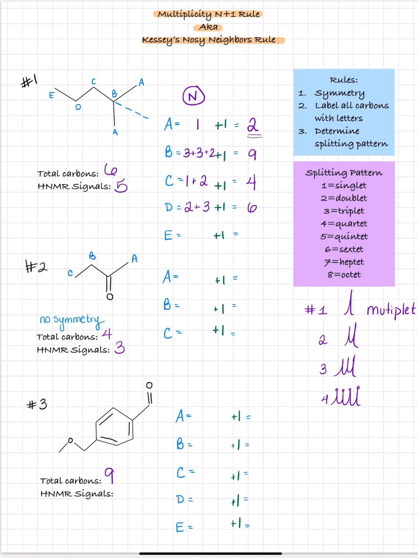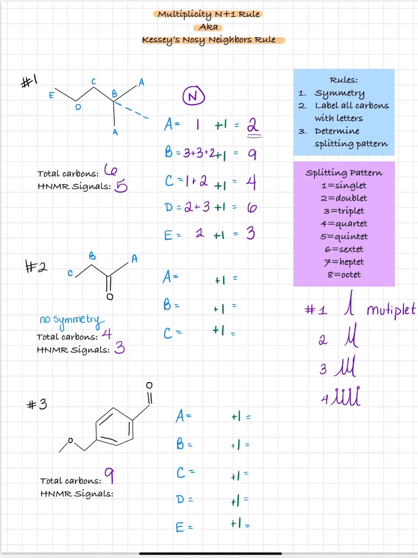Besides that, you're good to go. E is only next to D, so therefore D only has 2. So 2 plus 1 is 3. So there you go. You're done with number 1. Let's move on to number 2.